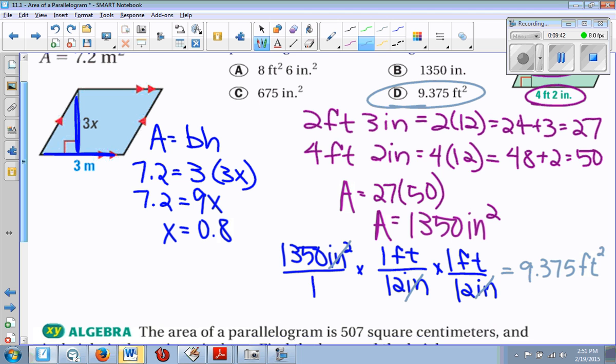So that one had quite a few steps to it. Is that the only way to do the problem? It's not. We could have taken these original units and put them into 2-point-something feet and 4-point-something feet, which would also be correct to do.